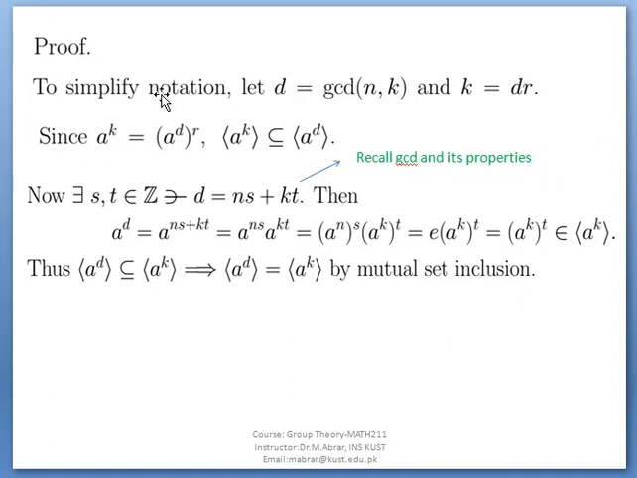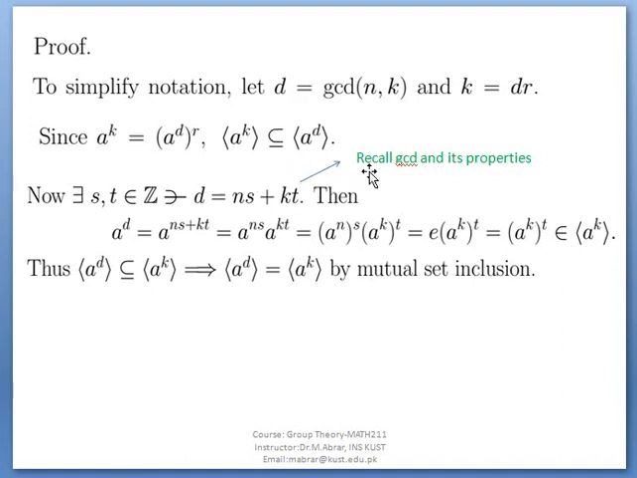Just to simplify the notation, we denote by d the greatest common divisor of n and k. Because it's the greatest common divisor, we can write k in this form, k equals d times r. And A^k simply can be written as A raised to d then r, because it's written in the power of this, so we can say the cyclic group generated by A^k is contained in the cyclic group generated by this A^d.